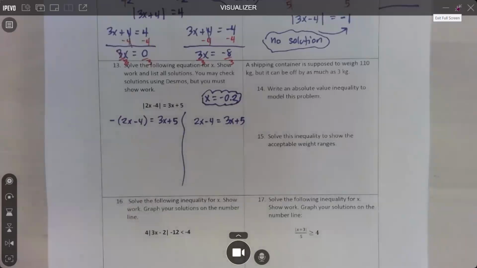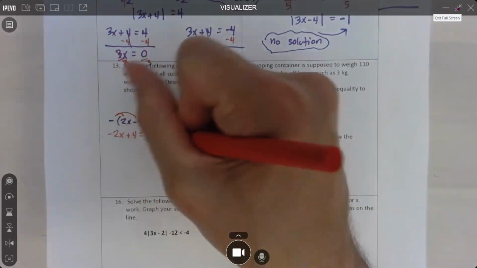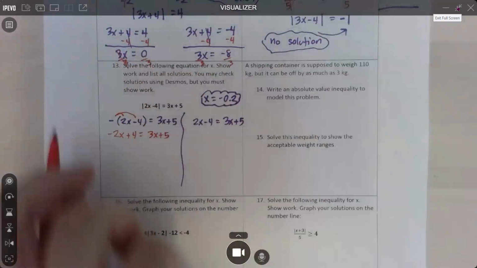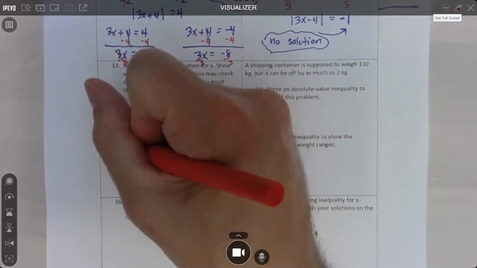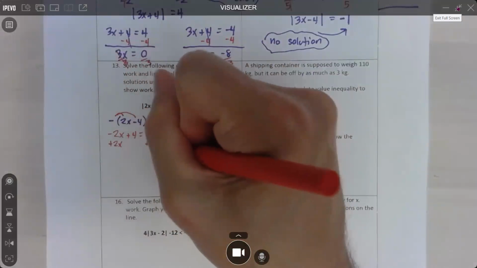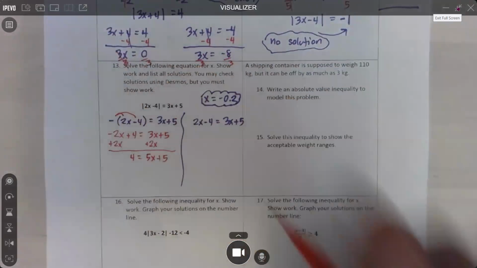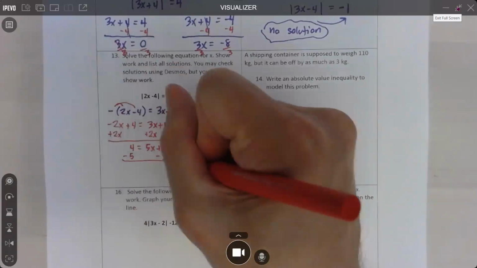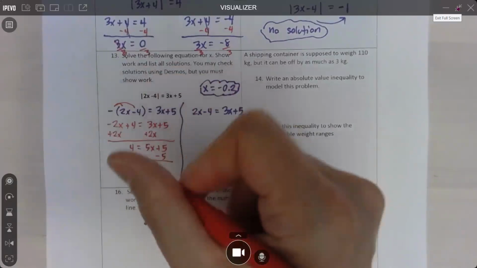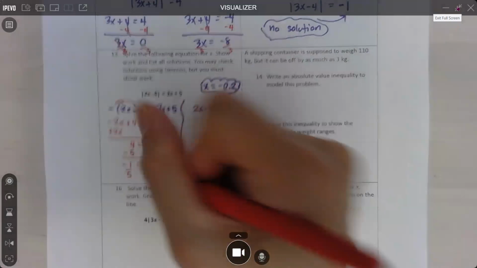Now you're going to get two answers when you do this. Only one's going to work. So watch carefully. This is going to be negative 2x plus 4 equals 3x plus 5. I'm going to do just one at a time. Here, I'm going to add the 2x to both sides. And that's going to give me 4 equals 5x plus 5. Then I'm going to subtract 5 from both sides. That's going to give me negative 1 equals 5x. I'm going to divide by 5. And x is going to equal negative 1/5.